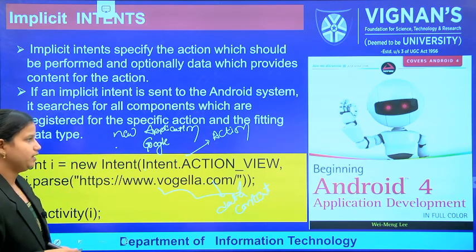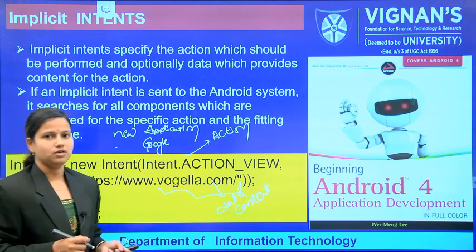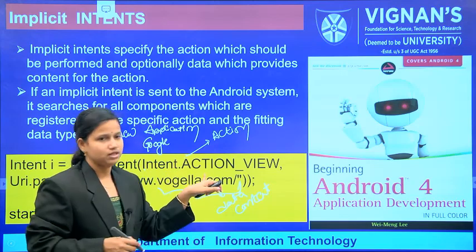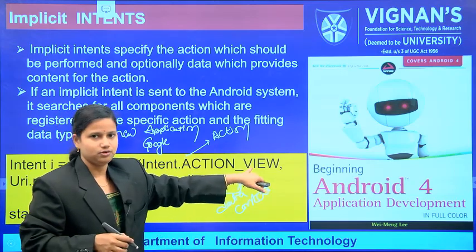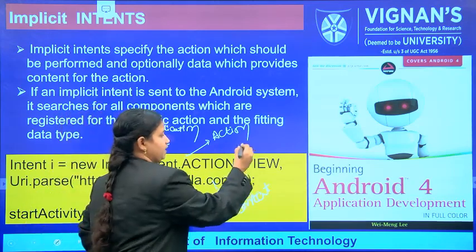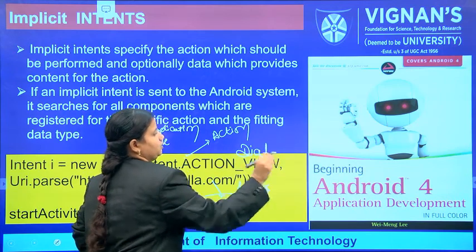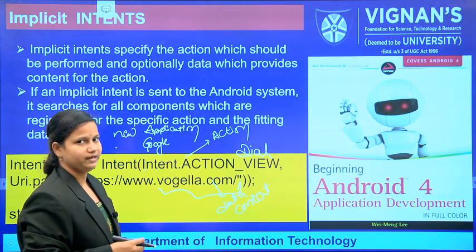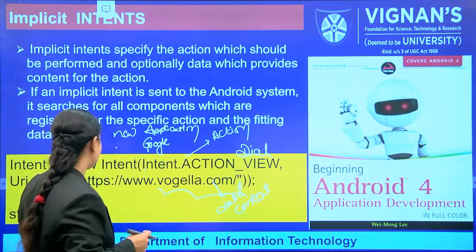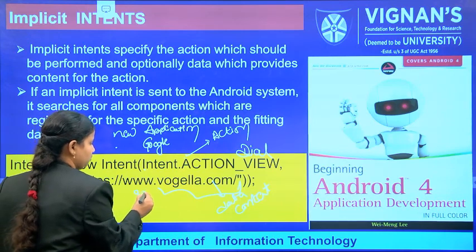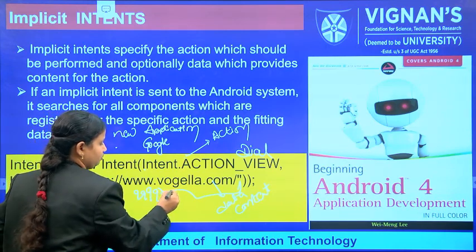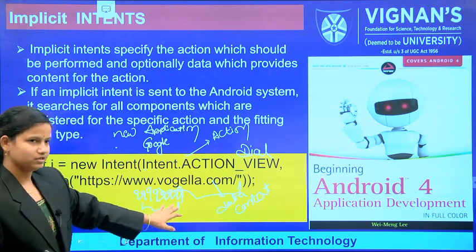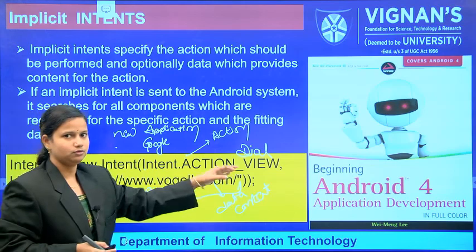Let us see one more example. Here the action is action underscore dial, rather than action underscore view. What does dial mean? If you want to call, or dial a number, in that situation you have to pass a phone number. So 999999, okay, this is my phone number, and I want to call this number. So in your mobile you have to dial this number.